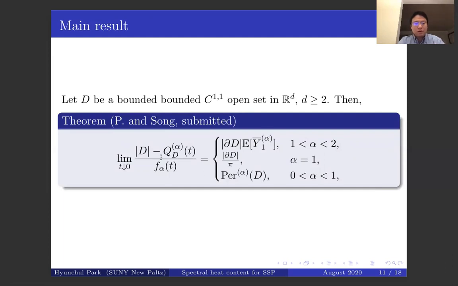And the spectral heat content has this asymptotic expansion. And this expression is exactly the same as the spectral heat content for stable processes for the one dimension case when we interpret the perimeter of the domain as 2 when D is an open interval. So the result is exactly the same form, but the proofs for dimension 1 and the high dimensions are very different.